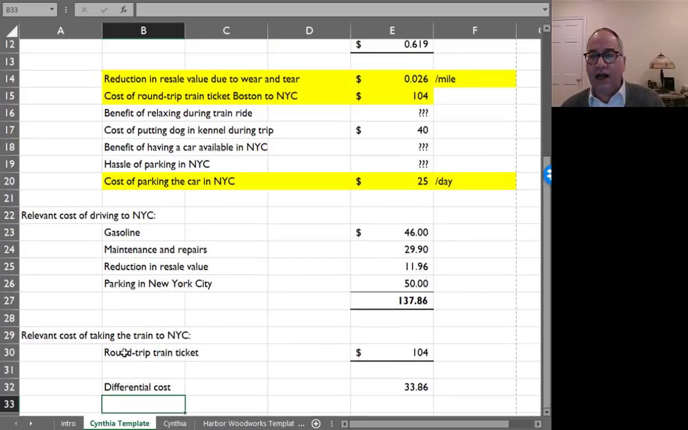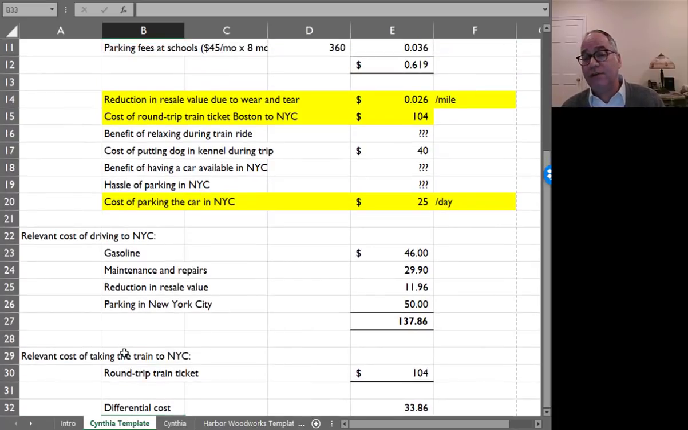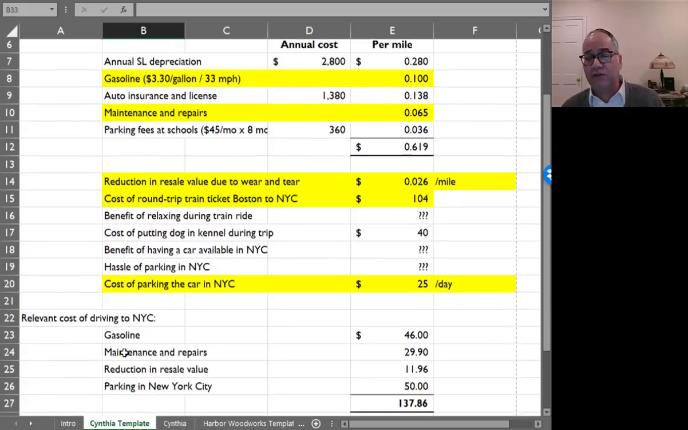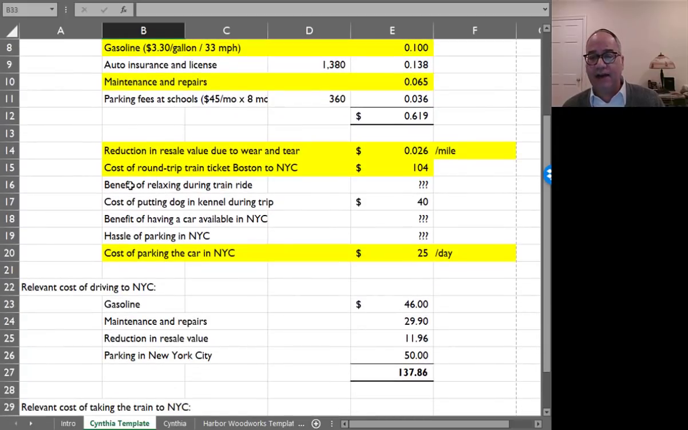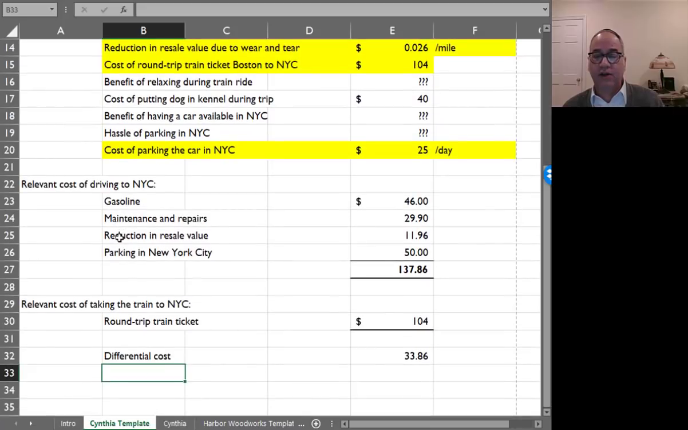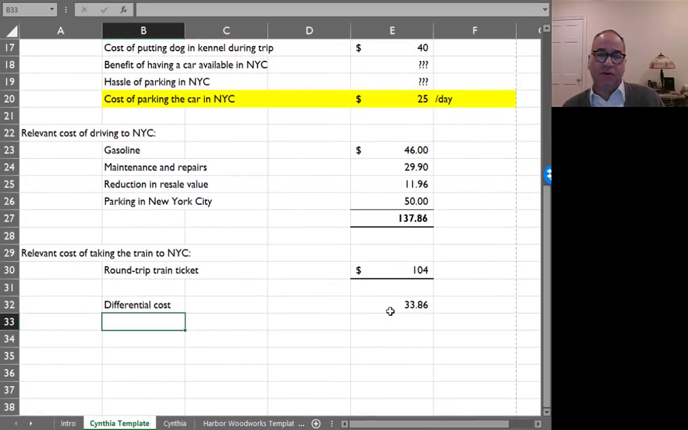And I would benefit, then consider the qualitative factors for a moment. I would benefit from relaxing, but I wouldn't have the car available, but I wouldn't have to try to park the car. So all these things are relevant, and that would be it.